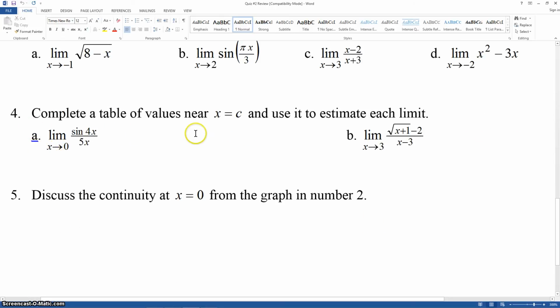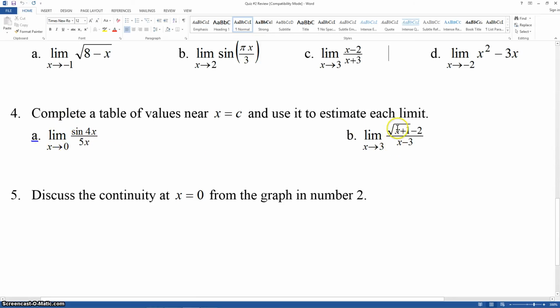Here for 4a, we can definitely find this using our trig identity, that the limit of sine of x over x as x approaches 0 is equal to 1. And so you basically would need to play around with this and figure out what our answer will be. And again, I'll probably go over this one before we start the quiz on Tuesday.